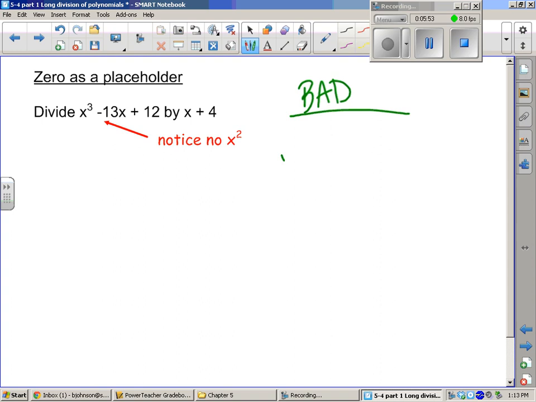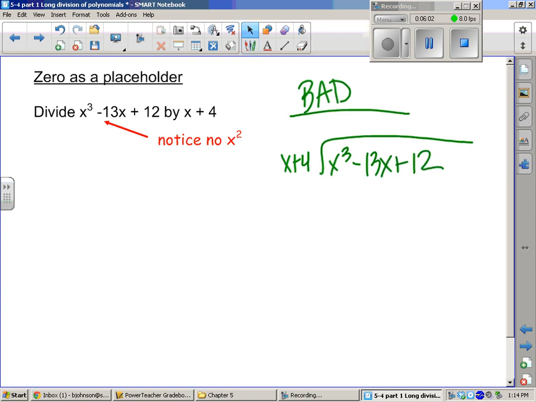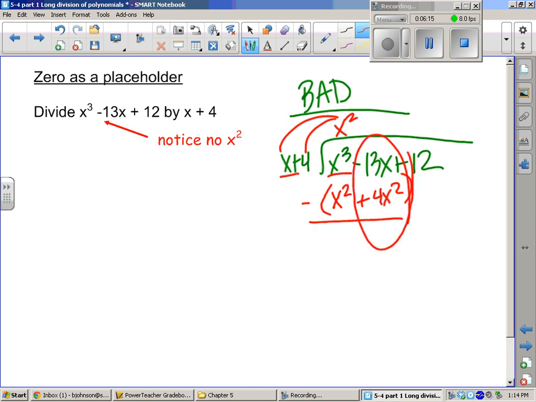All right, if we were to set up our division problem with x plus 4 on the outside and x cubed minus 13x plus 12, we would say, how do I turn x into x cubed? That'd be multiplying by x squared. Then I'd multiply to both of these, that is x cubed and 4x squared. The next step is subtract, and something bad would happen there. They don't match. We have x and x squared. We can't subtract them, so something's gone a little haywire.